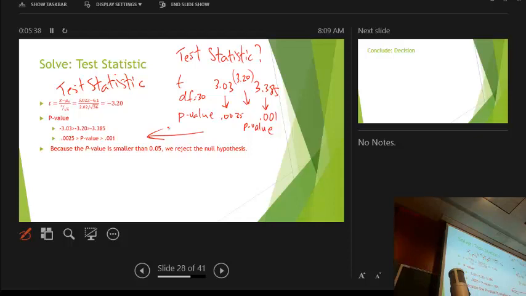Yes? Where did you get the negative 3.03 and negative 3.385? Ah, good question. So because the t distribution is symmetric, right? Our chart only gives us positive values, so then we can assume that the negative ones will correspond accordingly. So the area bigger than a positive 3.03 is the same as the area less than a negative 3.03.